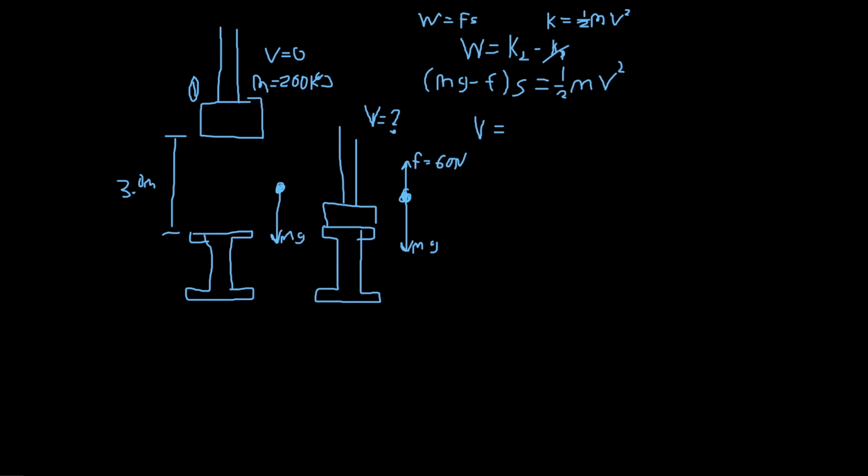So we get velocity on its own, and we set it equal to mass times g minus our friction force, times displacement, over 1 over 2 the mass, for a previous problem.